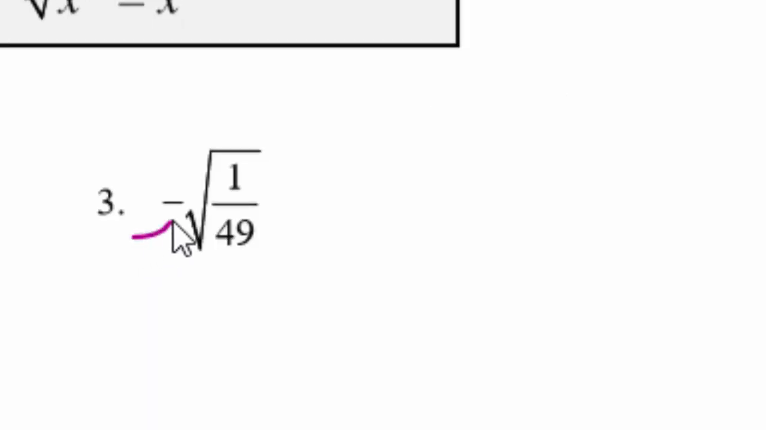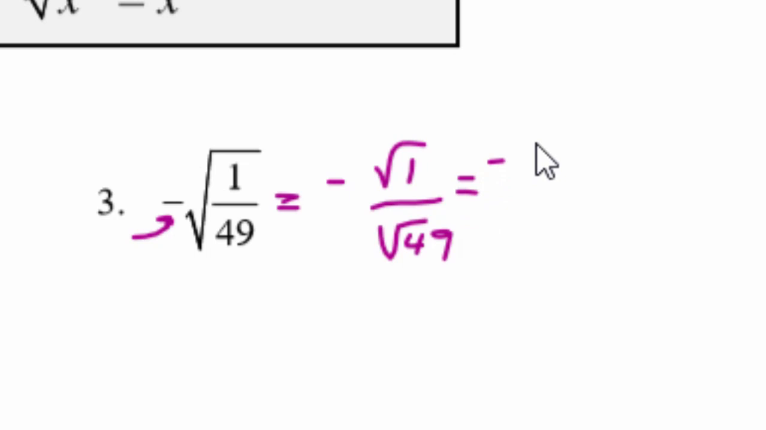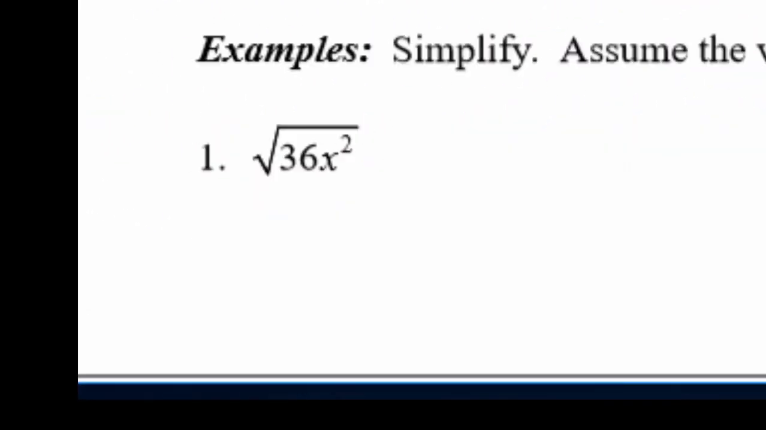Now see how here this is different? The negative sign is outside the square root. So this means that your answer is going to be a negative. And taking the square root of a fraction, we are allowed to split that up. Ladies and gentlemen, that makes it easier. So it's a negative. You could take the square root of 1 over the square root of 49, and that will be negative 1 over 7. Okay, so the opposite of the square root of 1 over 49 is negative 1/7, right? Okay, next. Cube root of negative 1,000.